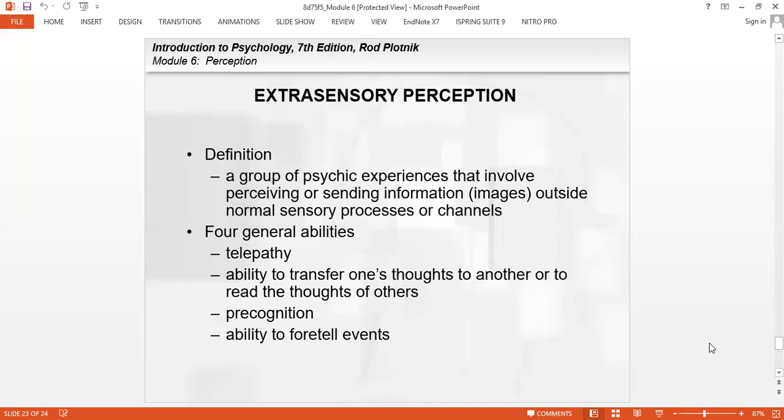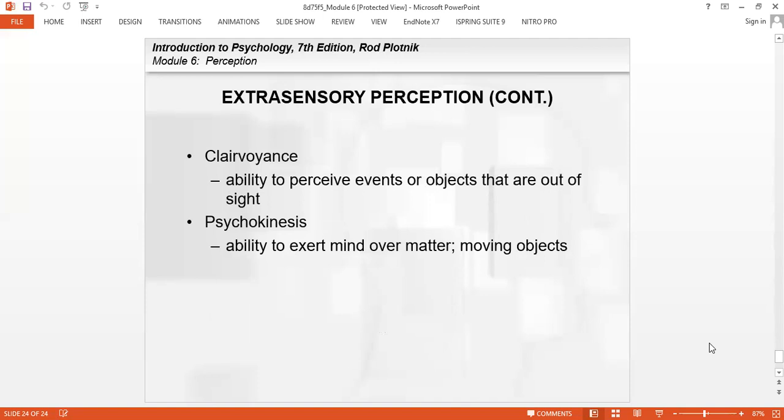Another thing is extrasensory perception, a group of psychic experiences that involve perceiving or sending information outside normal sensory processes. General abilities include telepathy, the ability to transfer one's thoughts to another or to read the thoughts of others; precognition, the ability to foretell events; clairvoyance, the ability to perceive events or objects that are out of sight; and psychokinesis, the ability to exert mind over matter, moving objects.